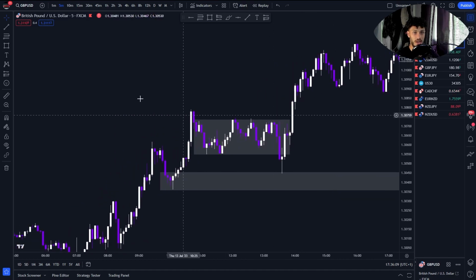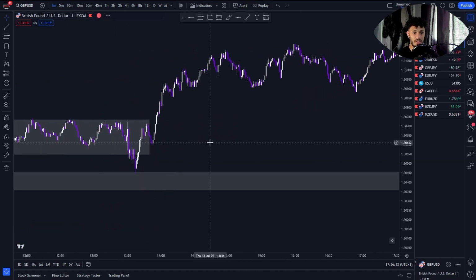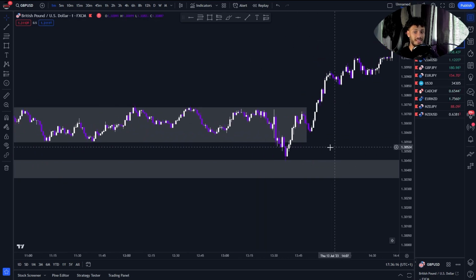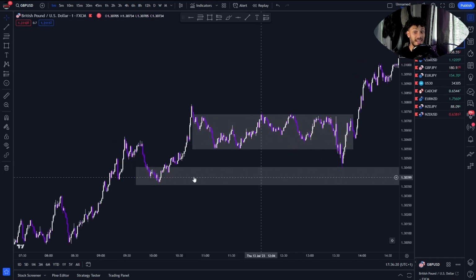So what I would have done right here is go down onto the lower time frame, the 1 minute time frame, and simply wait for a break and retest and look at how price reacts on the order flow from my point of interest as it taps in.